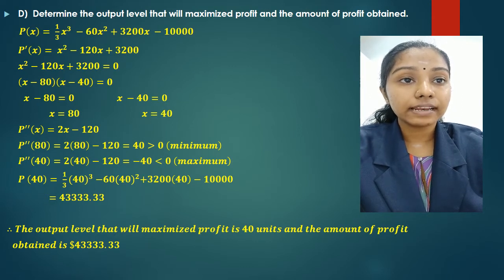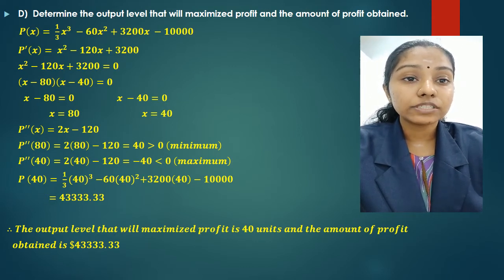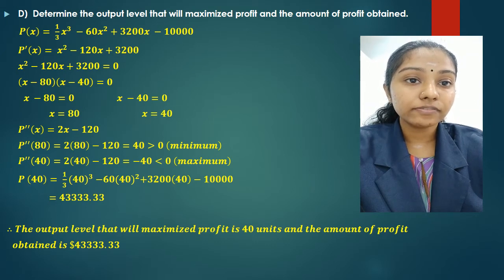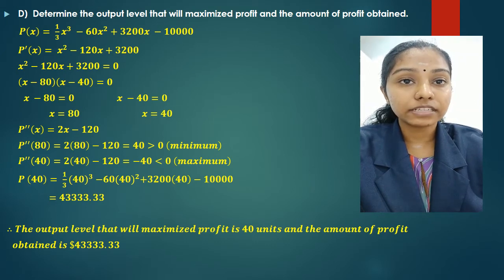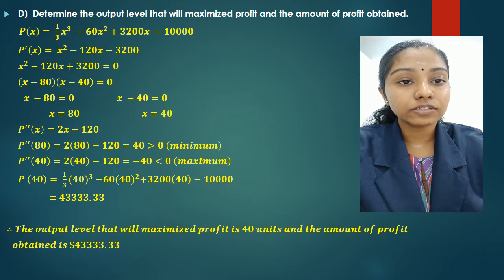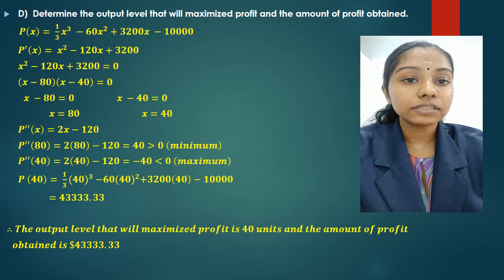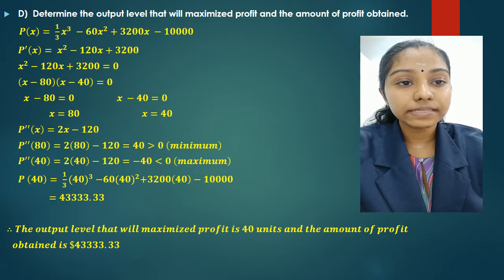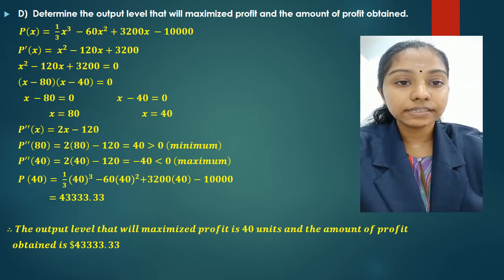The question already highlights maximized profit. So we should ignore that negative and take that positive, 40, and substitute into the actual profit function, which is 1 over 3 times 40 cubed minus 60 times 40 squared plus 3200 times 40 minus 10,000. We'll get 43,333.33. So the output level that will maximize profit is 40 units and the amount of profit obtained is $43,333.33.